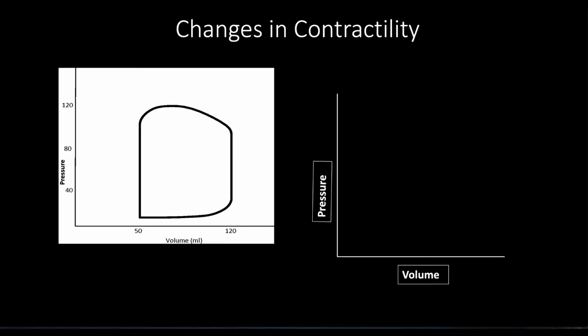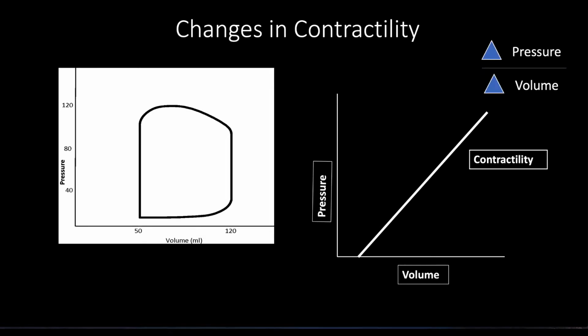Okay, let's move on to changes in contractility. Again, in isolation. We've got a nice pressure volume loop, and we've got this pressure volume graph. I'm going to draw you a line right now. This line is incredibly important. It represents contractility. How do we come up with this line? Well, it is the end systolic pressure volume relationship, and it comes from change in pressure over change in volume. Again, the elastance of the ventricle.